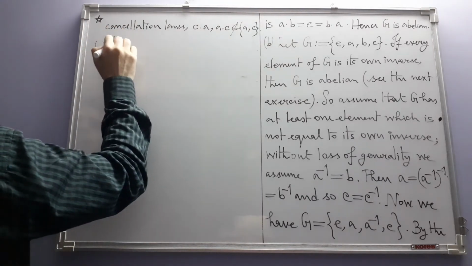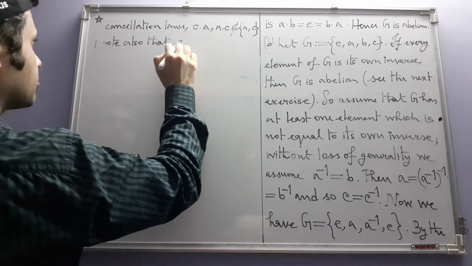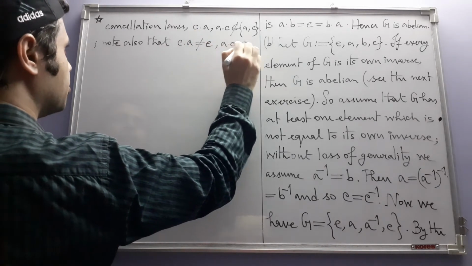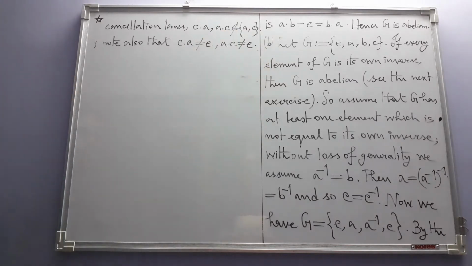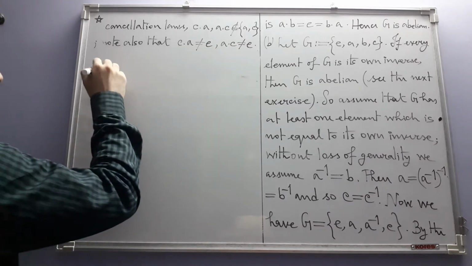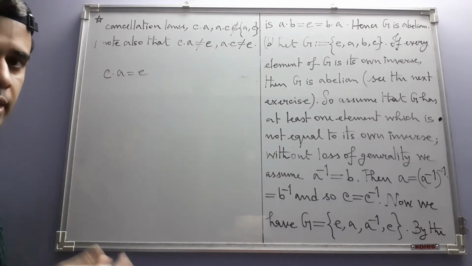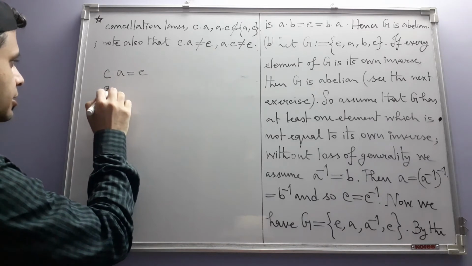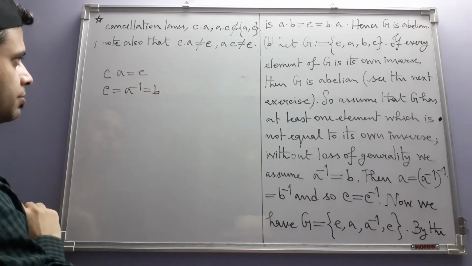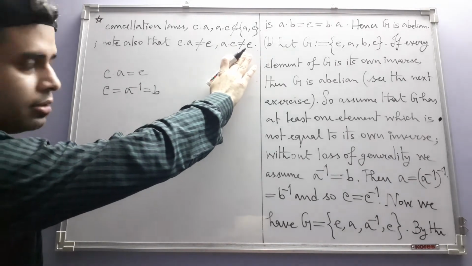Note also that C dot A and A dot C are both different from E. Why are we getting these things? You see, if we have C dot A equal to E, then you multiply both sides from the right hand side by A inverse, you will get C is equal to A inverse. That again will give you C is equal to B. A similar contradiction will appear if you assume A dot C is equal to E.